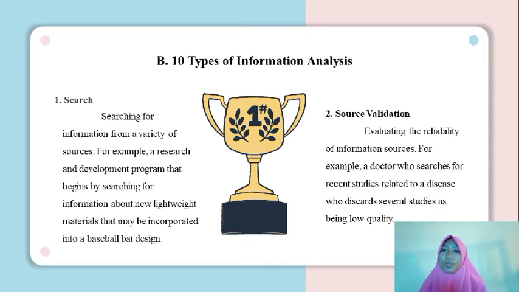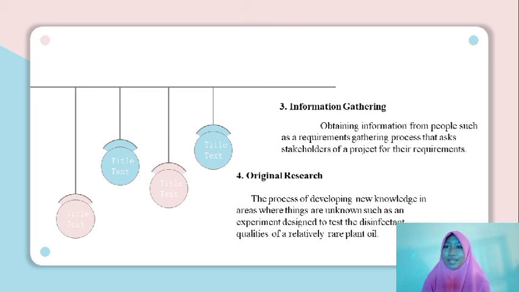Second, source validation: evaluating the reliability of an information source. For example, a doctor who searched for recent studies related to a disease discards several studies as being low quality. The third, information gathering: obtaining information from people, such as a requirements gathering process that asks stakeholders of a project for their requirements.